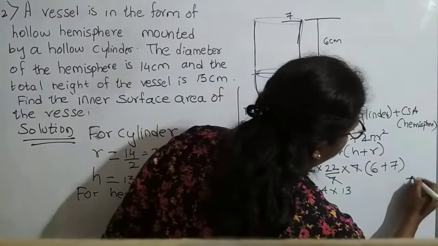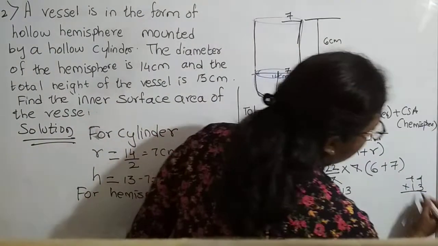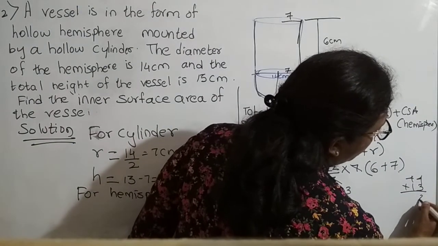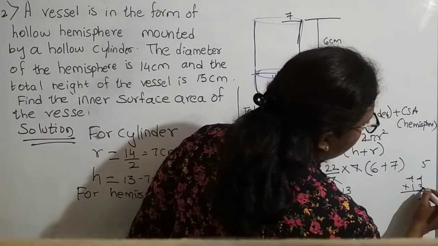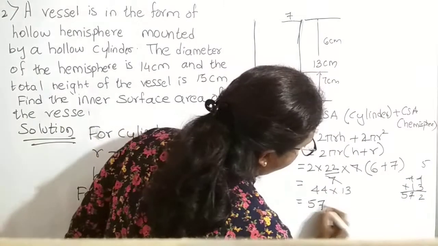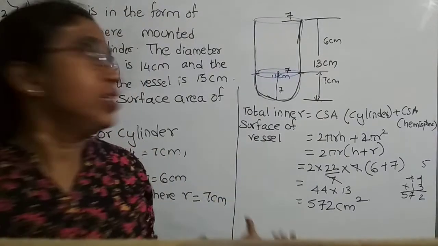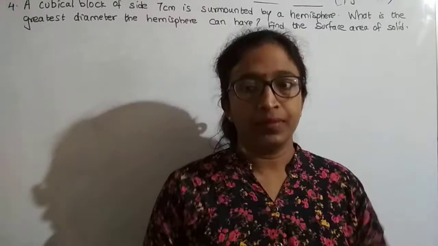So let's multiply 44 into 13. So here we have 3 4s are 12, 1 3 4s are 52, so 2 5... 13 4s are 52, 52 plus 520 is 572. So 572 centimeters square. So this is the total surface area of the inner vessel.